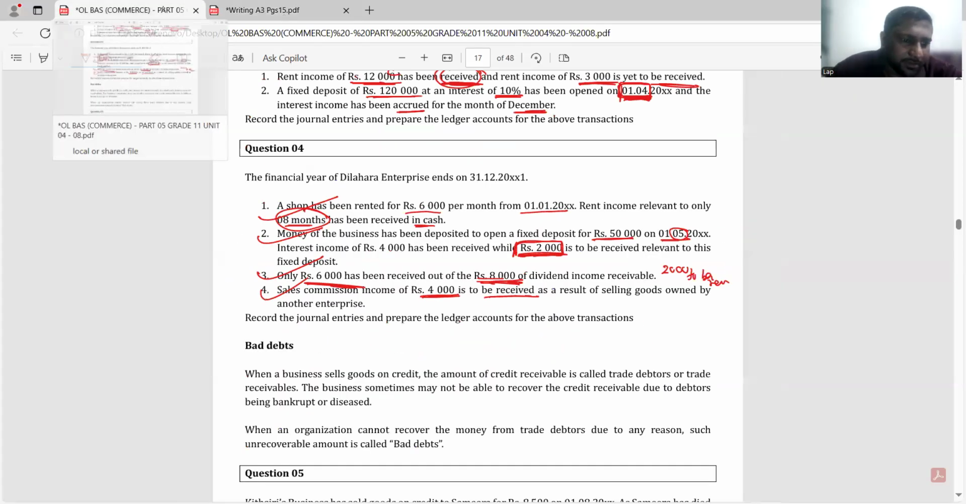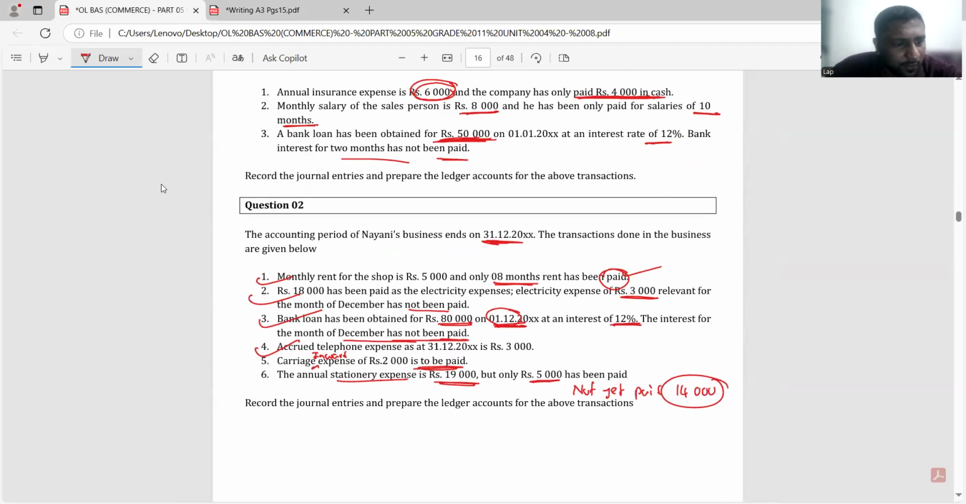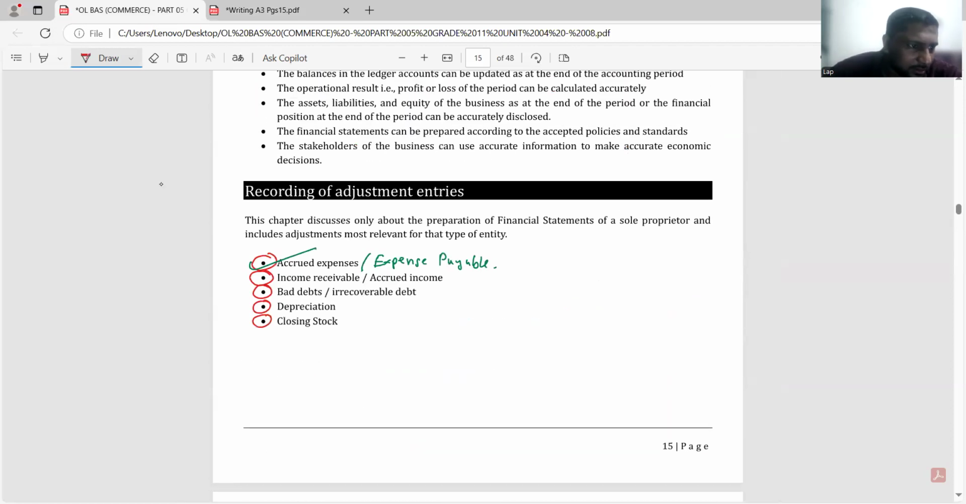So with that, we are done with the second adjustment also. We have to do another 3 more adjustments. We'll focus on those adjustments in our next class.